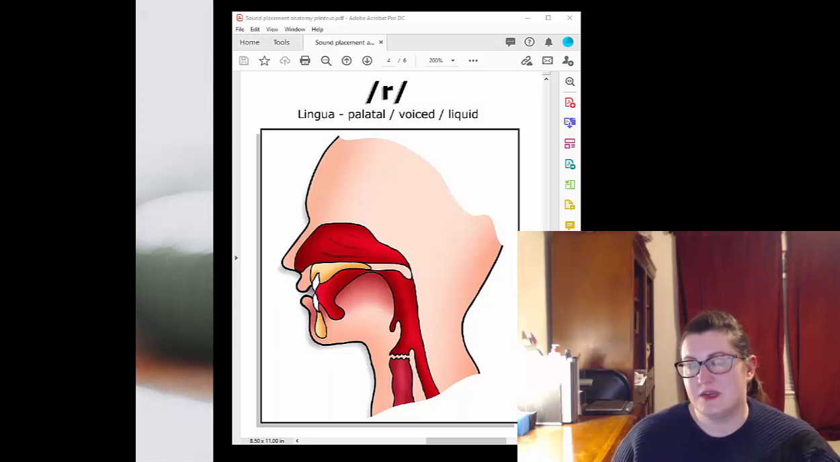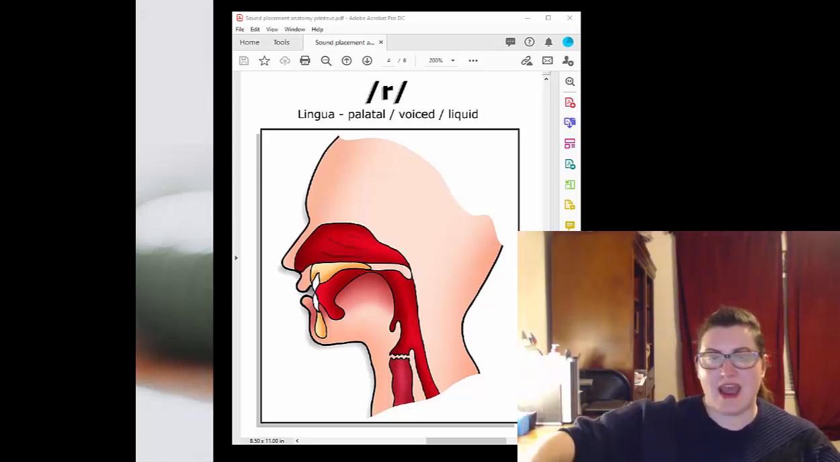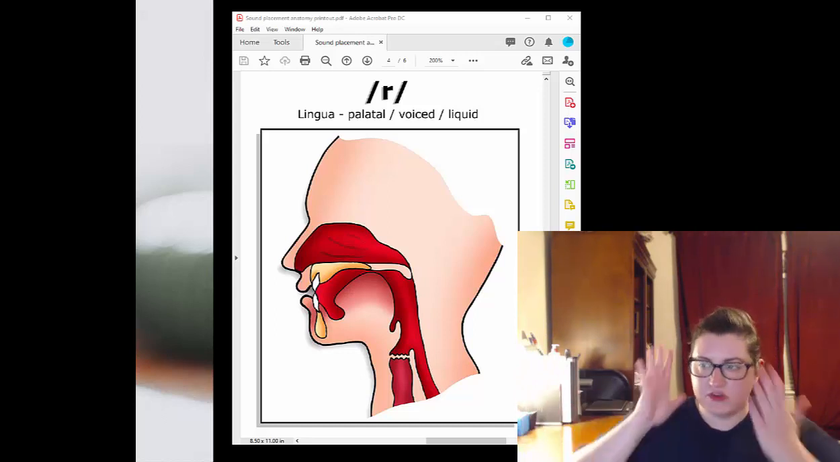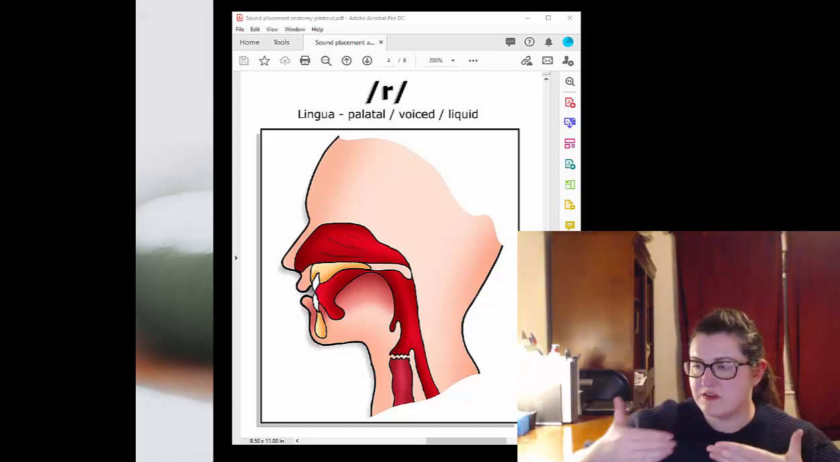That's not to say that somebody might not pick up a 4 or 5 year old to start working on R, especially if that's the last sound that they are having some trouble with. But it's difficult because it's later developing and there's a couple factors that go into it. So I wanted to show you this anatomy printout of a head. If you imagine, it's kind of an x-ray of the inside of your head.